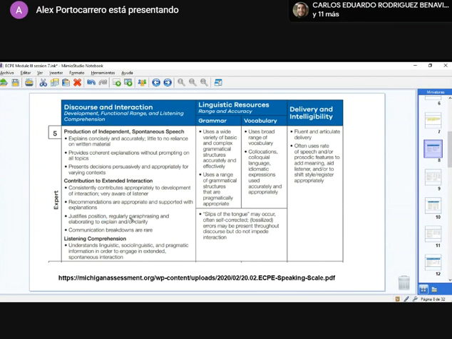You have to justify your position, regularly paraphrasing and elaborating to explain and or clarify. If you are going to repeat yourself, you cannot repeat the same words. You have to repeat the same idea in different words, because maybe the other person is not understanding what you're trying to say. Communication breakdowns are rare, and he understands linguistic, sociolinguistic, and pragmatic information in order to engage in extended spontaneous interaction.